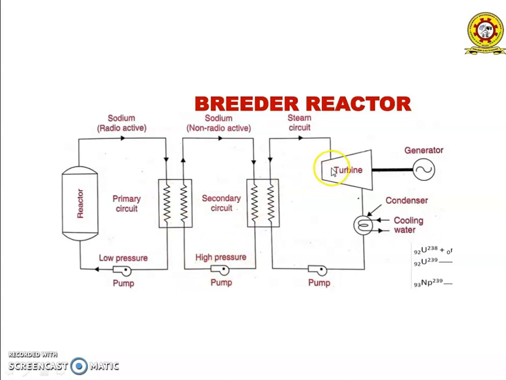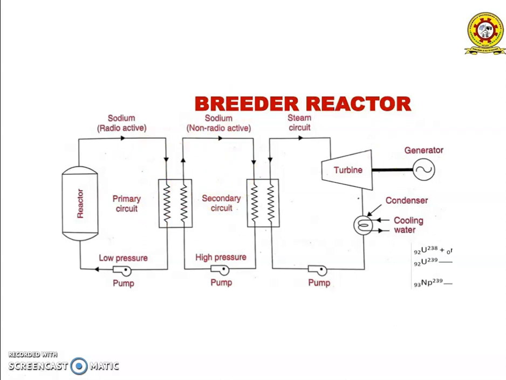So from the turbines, the cooling water is sent into the secondary circuit, and this increases the temperature of the water and it gets converted into steam, and this steam goes to the turbine, which generates electricity. So there are three circuits: primary circuit, secondary circuit and steam circuit. There are two heat exchangers here.